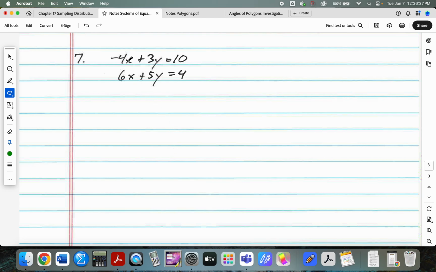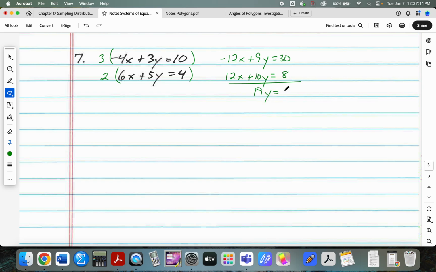Here, since one of the x's is negative already and one of the other x is positive, I would eliminate the x. And I could multiply the top one by 6 and the bottom one by 4. But if you think just a little bit, I'm like, okay, I can multiply by 3 and by 2 and get a common coefficient. So I multiply this by 3 and this by 2. And that's -12x plus 9y is 30. And 12x plus 10y is 8.